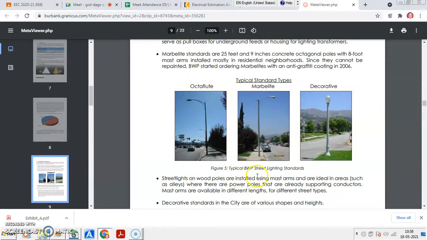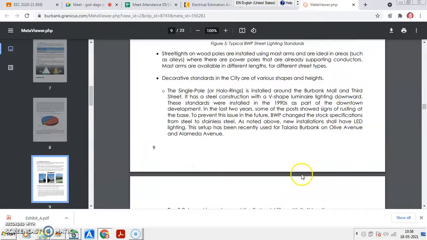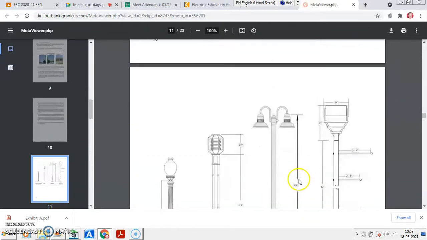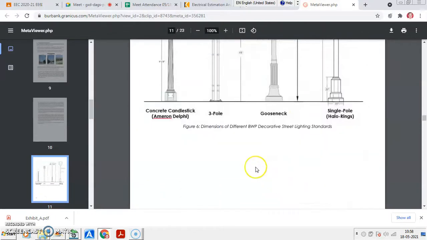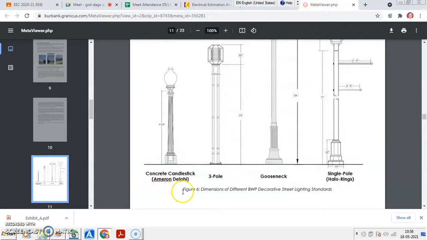Types of BWV street lighting standards as per the IS, typical standard. Then a decorative type. This type of lights are not especially for illumination. In gardens, etc., we can see them. Okay. Decorative type lighting schemes. These are the designs for decorative light.